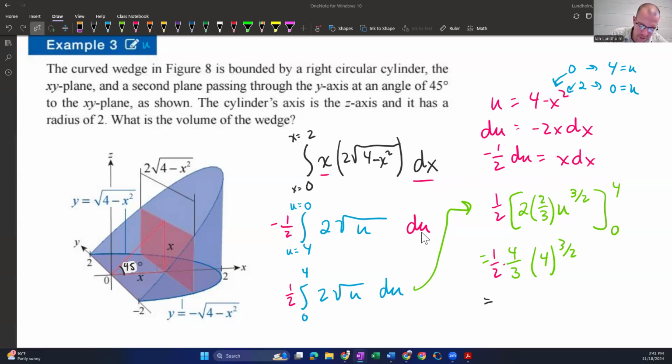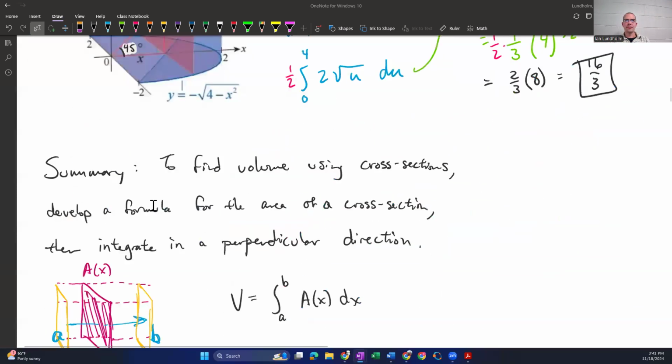Okay. We should have 2/3. 4 to the 3/2 means take the square root of 4 and get 2, and then cube it to get 8. And so this is 16/3 in the end, which I believe is correct as the volume of that wedge. Sorry for the confusion over the negative sign, but I think that's pretty good. Let's go ahead and move on to the next one.